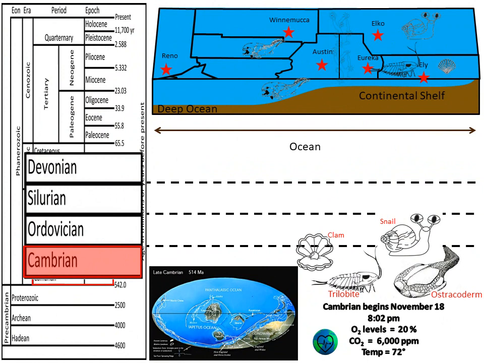November 18th, 8:02 p.m., and we're here at the beginning of the Cambrian. Melting of snowball Earth, stabilization of oxygen levels, formation of the ozone, increase of calcium in seawater, and the evolution of eyes, very primitive eyes, are all possible triggers of the Cambrian explosion. The Cambrian explosion is the most intense burst of life ever known to planet Earth.